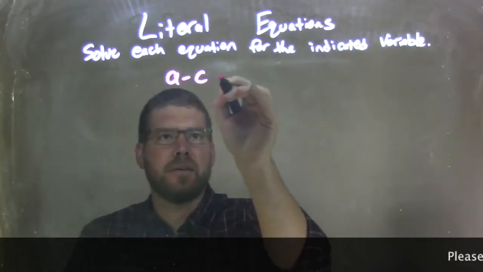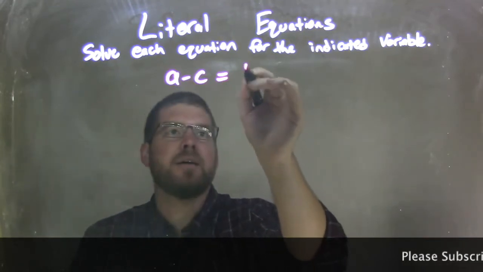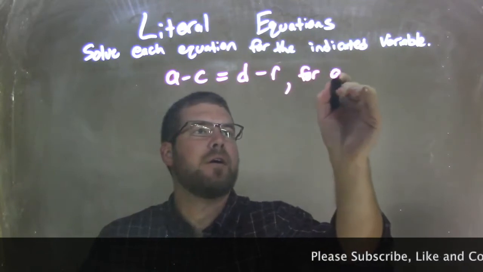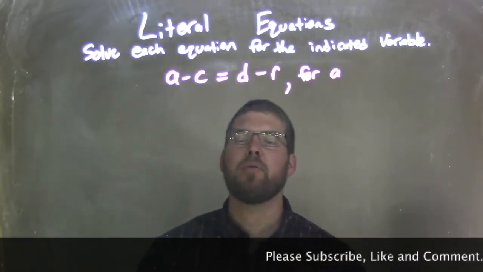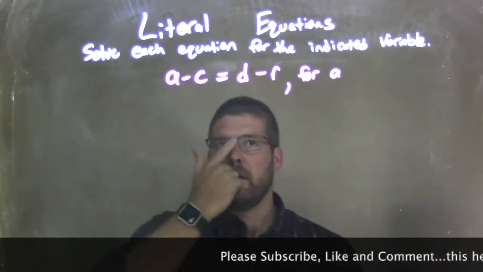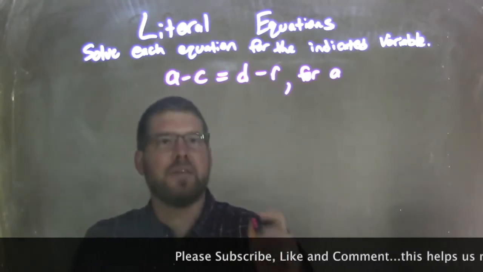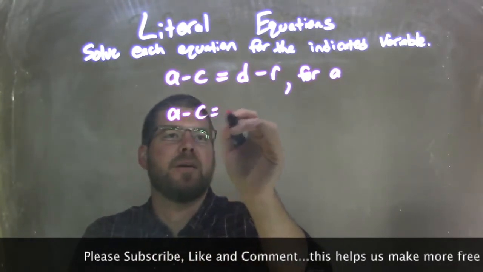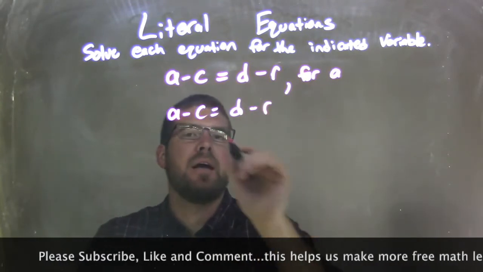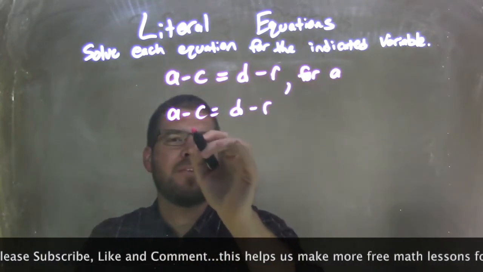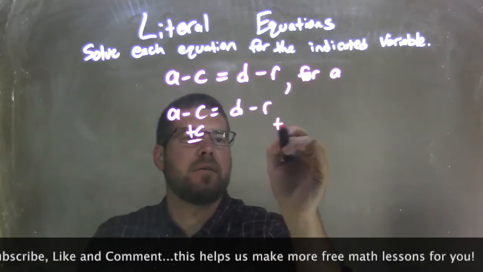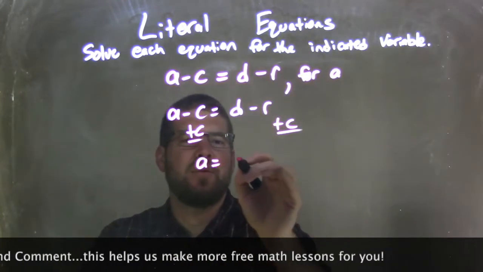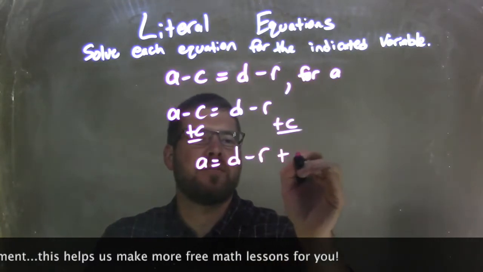A minus C equals D minus R, and we're going to solve that for A. Well, how can I get A by itself? So what I need to do is I'm going to rewrite my equation. A minus C equals D minus R. We're solving for A, so to get A by itself, I'm going to add a C to both sides. Well, there's no like terms here, so we're left with A by itself equals D minus R plus C.